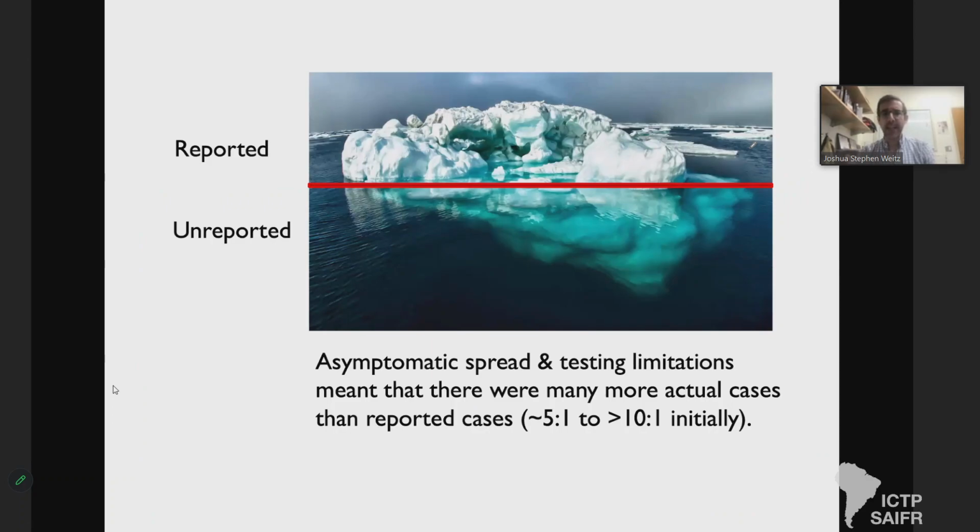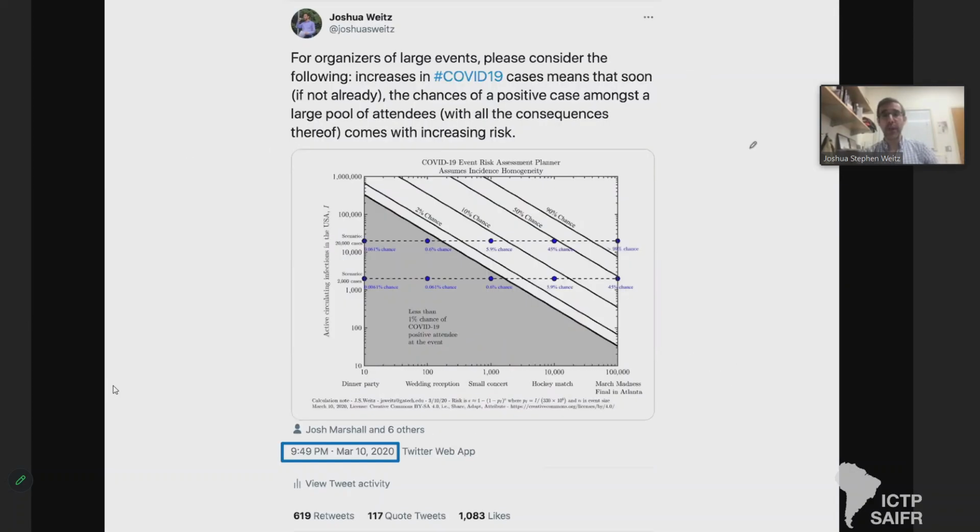The principle of this code and communication tool is the following. A, there's asymptomatic spread, and B, because of limitations in testing, there's an iceberg-like effect. We see a fraction of the cases, and with icebergs, the majority of the mass, somewhere between 5 to 10 times, is below the surface. That's more or less what happened with COVID. There were many more actual cases than reported cases.